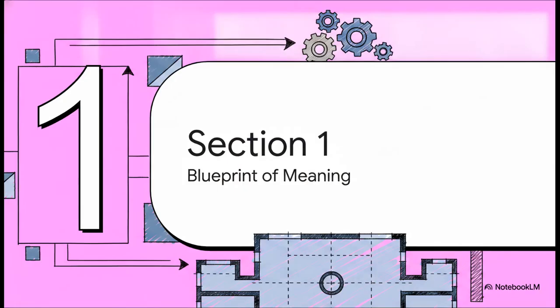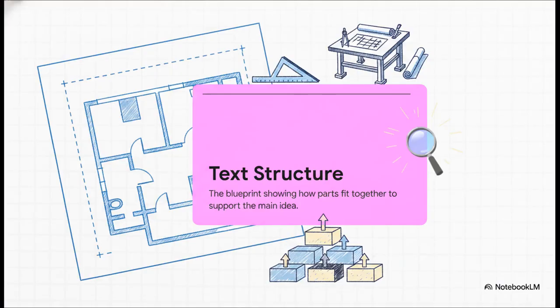Let's dive right into Section 1, the blueprint of meaning. So our absolute golden rule right out of the gate is that every single piece of informational text you will ever encounter has a hidden architectural plan behind it. An informational text structure is, quite literally, the blueprint of a building, but for words. It shows exactly how the parts fit together to support the main idea.